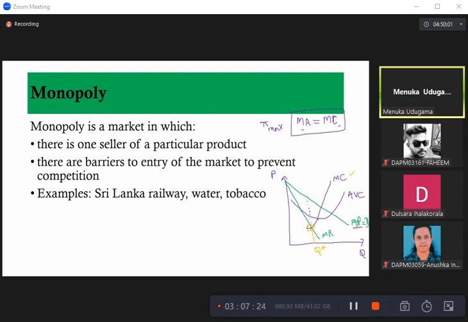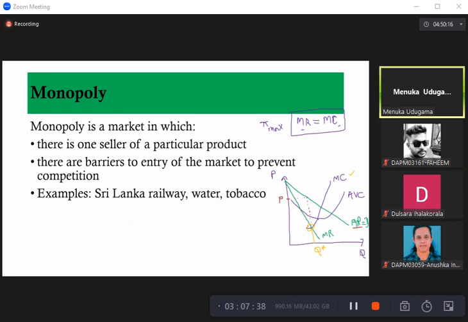The revenue from one unit. Price is the price of one unit. Price would be that point there. So this would be the price per unit.